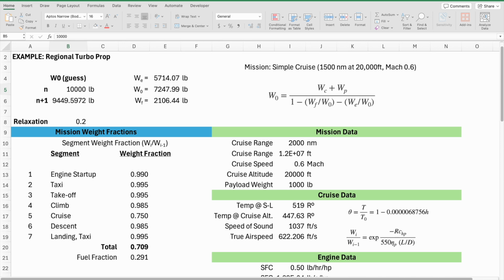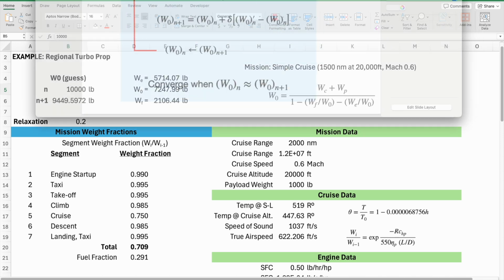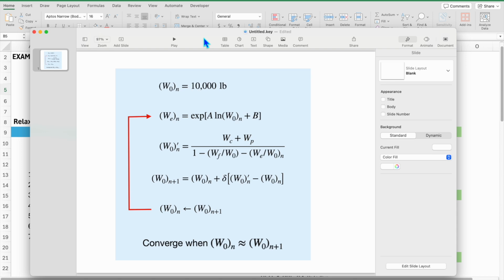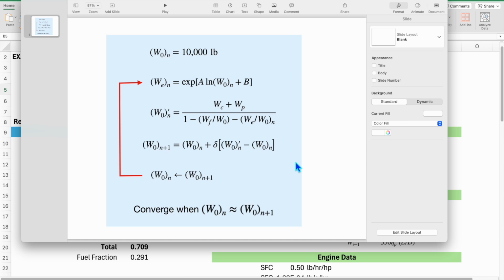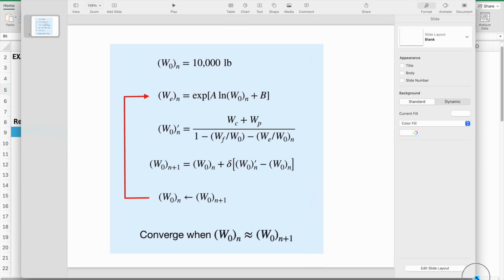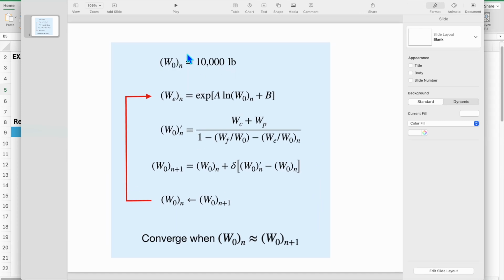6.5 hours later. All right, so here I'll explain what I'm doing. For this iteration to work, let's make this a bit bigger. Essentially what I'm trying to do is get away from having to manually input a guess every time. I could guess 10,000 pounds, and then keep manually inputting a new guess. But I don't want to do that. I just want to change a parameter and then have it automatically update and give me a converged guess.